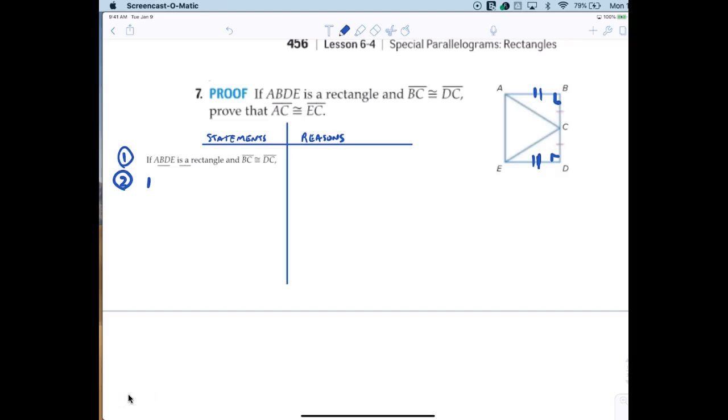So he said that AB, oh, by the way, I forgot to put given up here. So we said AB was congruent to ED. And I like that. Opposite sides of a rectangle are congruent.